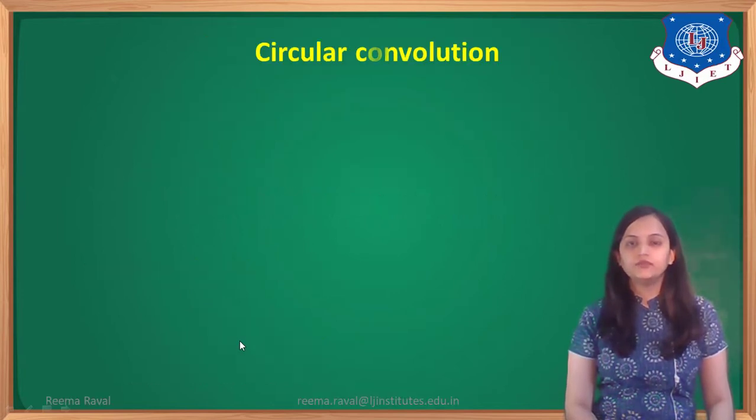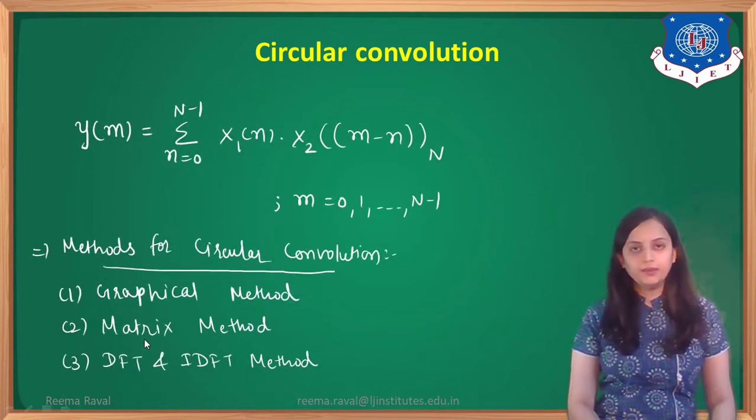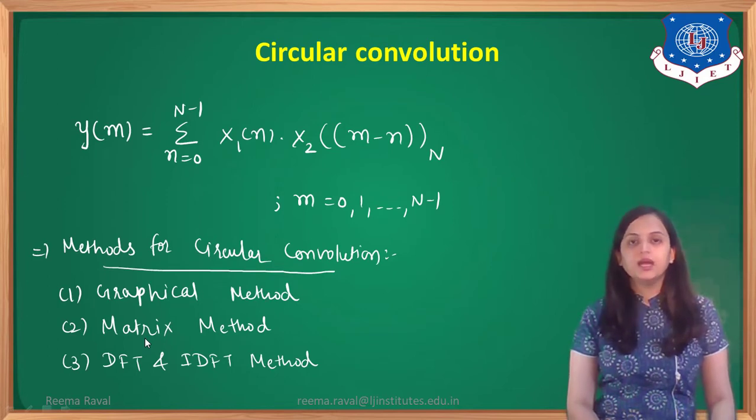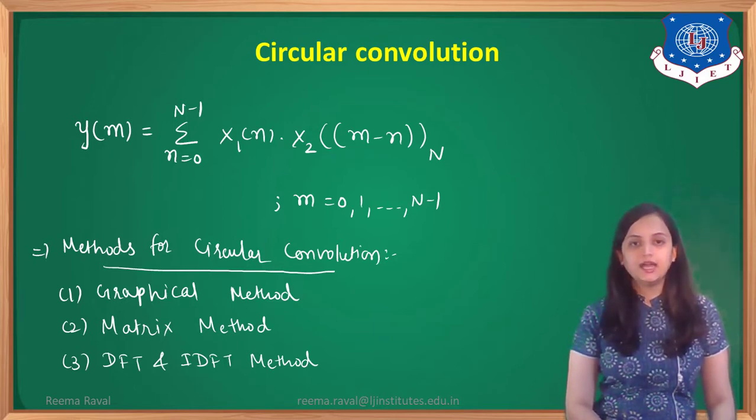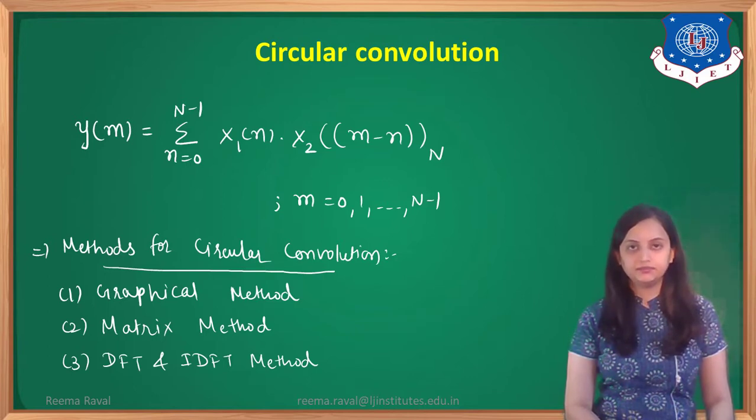So first of all, as we have seen in the last session, the formula of circular convolution is y of n equals summation of m equals 0 to N minus 1, x1 of m into x2 of n minus m, for N point. Here n is varied from 0 to N minus 1. Now there are three methods of circular convolution, as we have seen in the previous session: the graphical method, the matrix method, and the DFT and IDFT method. We have seen the graphical method in the previous session. Now we are doing the second method, that is the matrix method.